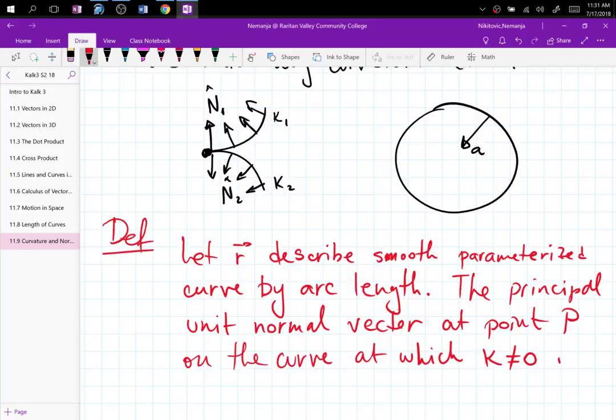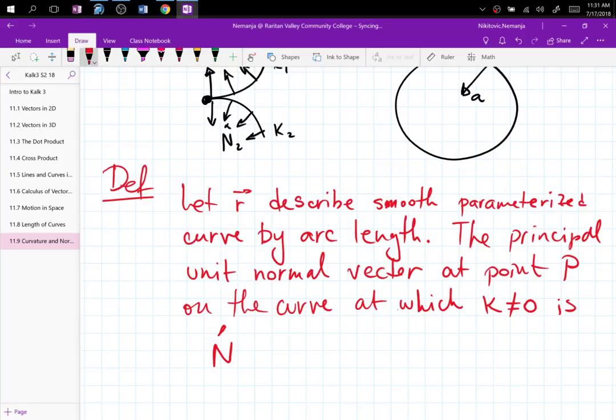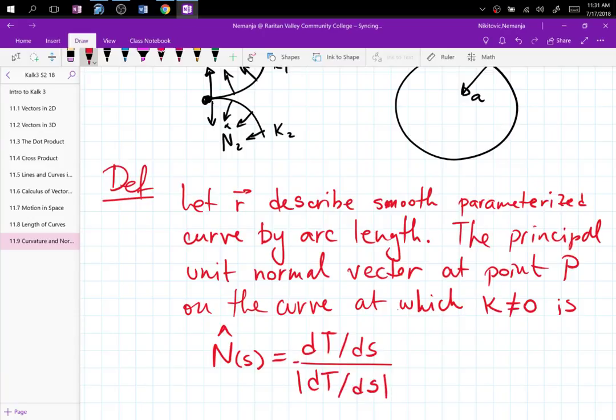N hat of s is equal to dT/ds divided by the magnitude of dT/ds, right? It's a normal vector. So you take the derivative of the tangent to get the normal vector, and then you divide it by its magnitude because you want a unit vector there. So that works out to be 1 over the curvature times dT/ds, these are all unit vectors here.